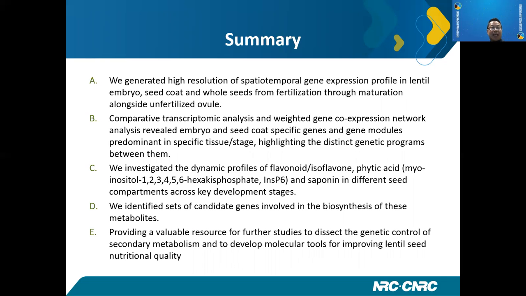We investigated the dynamic profiles of flavonoids and isoflavonoids, phytic acid, and saponin in different seed compartments across the development stages. We identified a set of candidate genes involved in the biosynthesis of these metabolites. This study can provide valuable resources for future studies to dissect the genetic control of secondary metabolites and to develop molecular tools for improving seed nutrition quality.